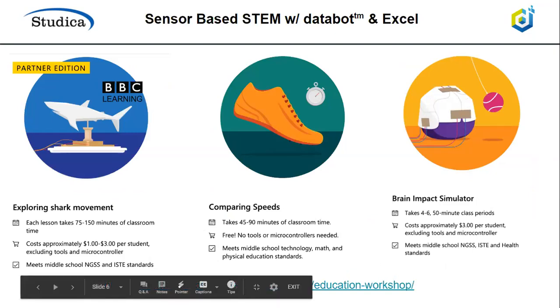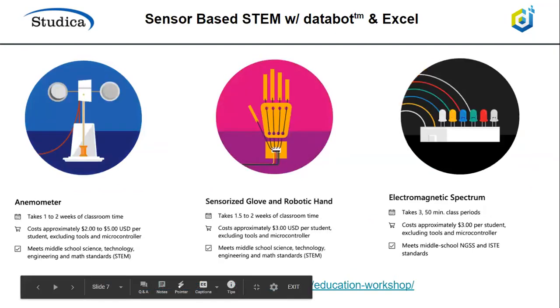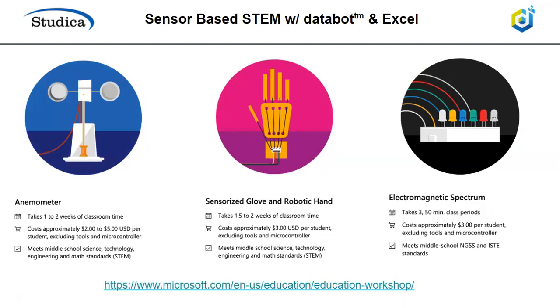And it's a neat lesson plan format too, because they provide all of the lists and kinds of things that you would need to figure out how much this particular project is going to cost you. This one's a fun one, sensorized glove and robotic hand. That's online. You can take a look at that. Anemometer for like a weather station. Lots of different things that you can do. And again, all of these materials are provided free by Microsoft. So again, Hacking STEM, a great initiative.